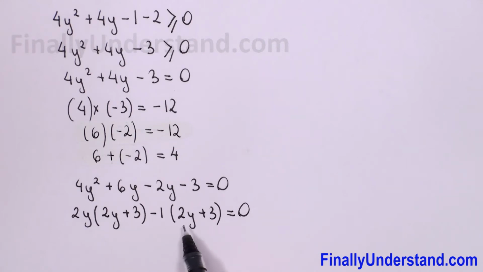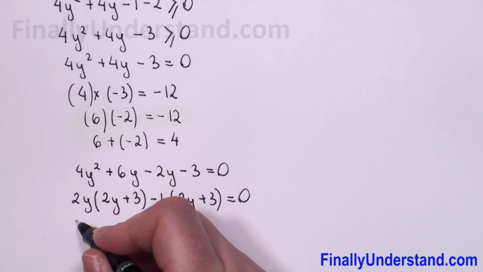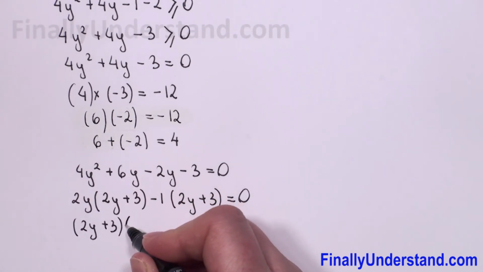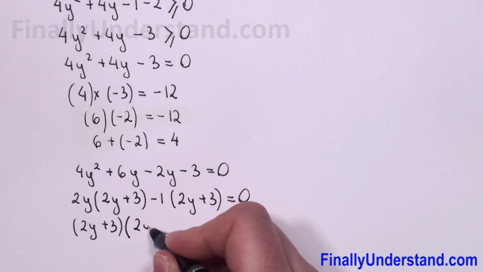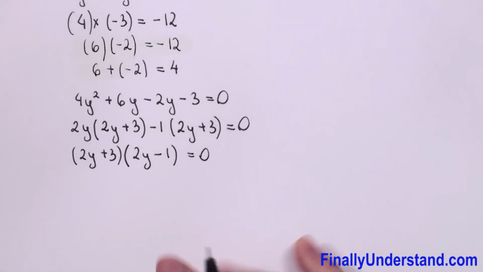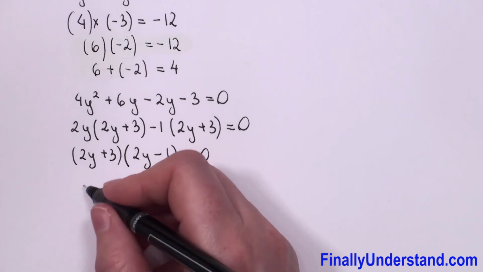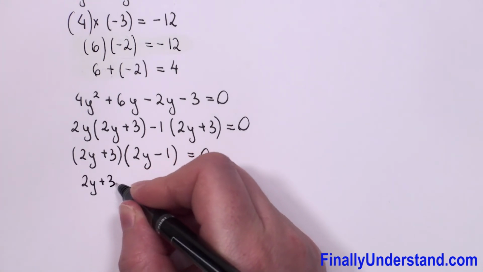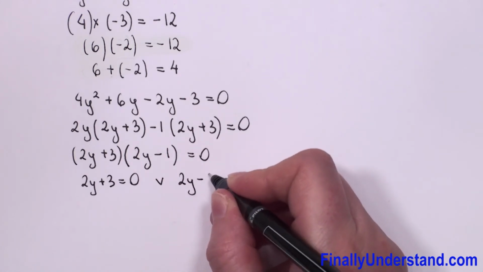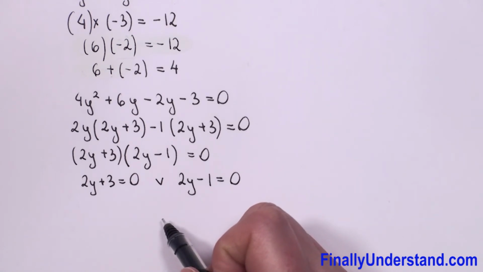So we see we have the same factor. So we can factorize again. Will be 2y plus 3, and in the second parenthesis I will have 2y minus 1 equals 0. The left side is equal 0 when 2y plus 3 is 0 or 2y minus 1 is 0. So I have to solve these two equations.